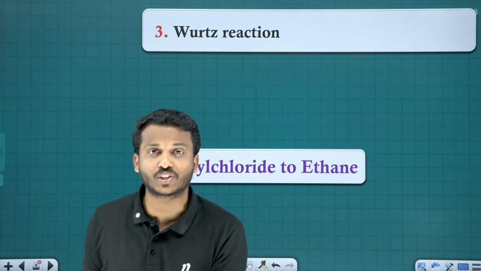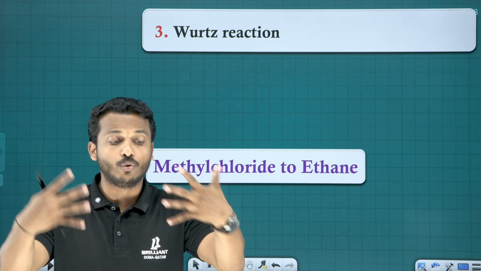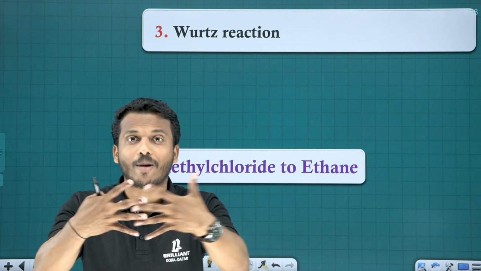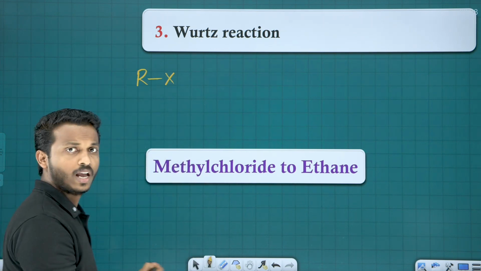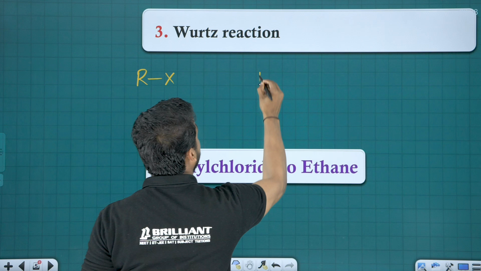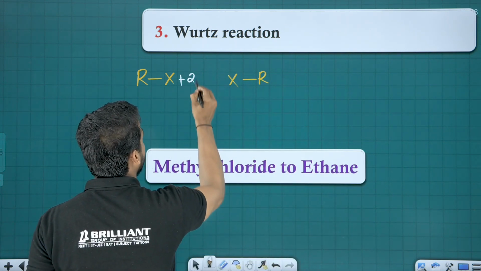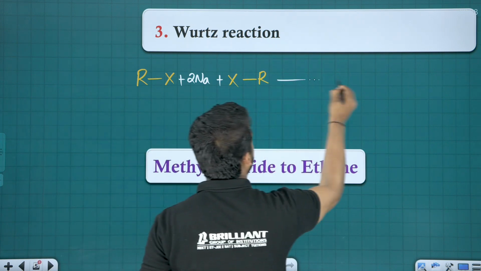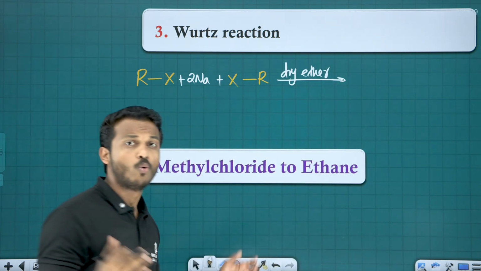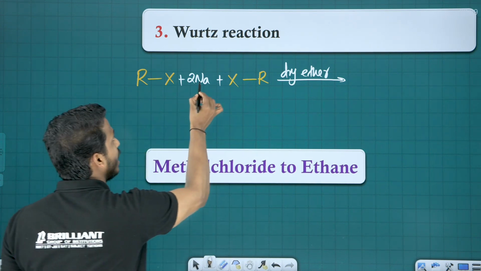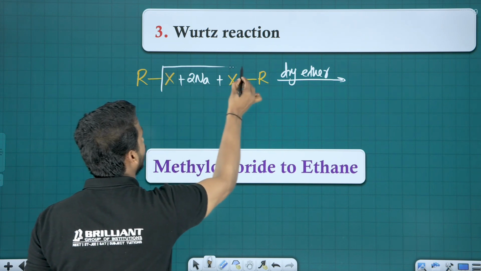What is Wurtz reaction? Wurtz reaction is to unite two haloalkanes. Wurtz reaction is used to unite or combine two haloalkanes. Let me take one haloalkane, that is RX. Let me take another same haloalkane, that is RX. And in between, we are reacting with sodium. Sodium in which medium? Dry ether medium. What happened, my dear? The sodium takes both of the halogens because there are two sodium.